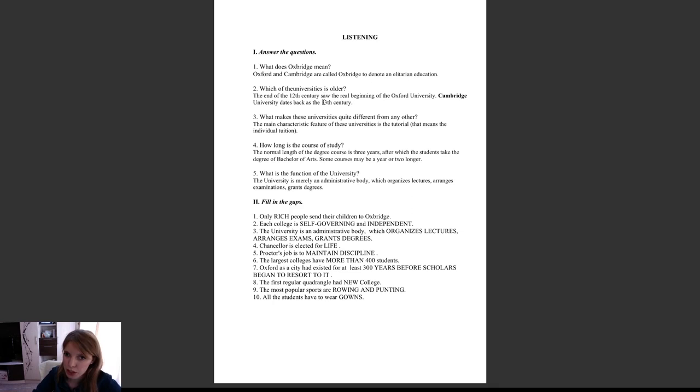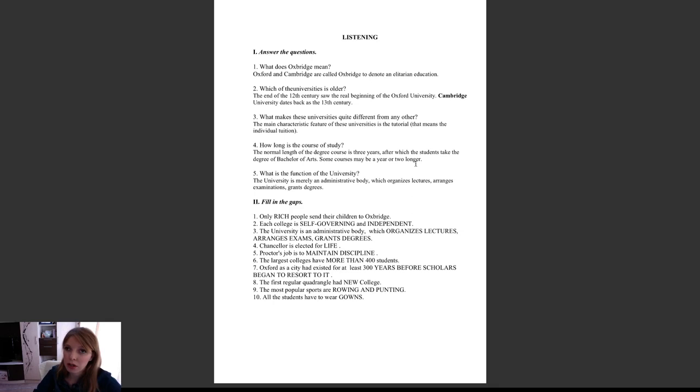What makes these universities quite different from one another? So the main characteristic feature of these universities is the tutorial system. That means students have to pay individual tuition. Number four. How long is the course of study? So the normal length of the degree course is 3 years, so you had to write down 3 years, after which the students take the degree of Bachelor of Arts. But some courses may be a year or two longer.